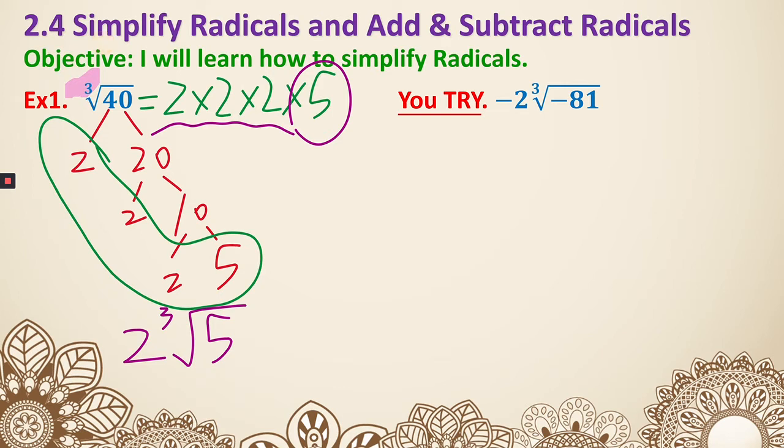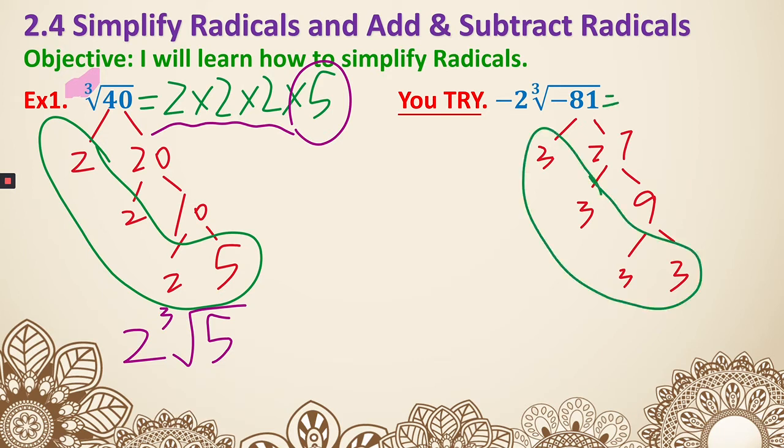Next, I'm going to take apart 81. It's not even, but I can see it's 3 times 27. And I'm going to take apart the 27, 3 times 9, and then it's 3 times 3. The numbers that are not branching out are 3 times 3 times 3 times 3. Again, since the index is 3, I'm looking for triples.